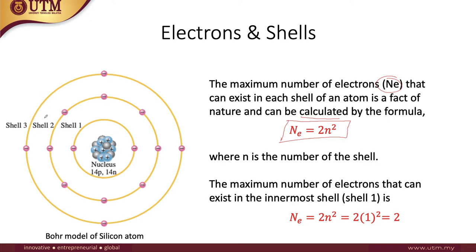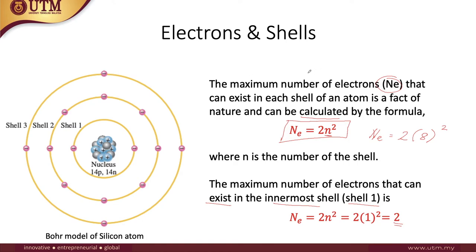how many electrons can exist in those shells. So if you want to know how many electrons can exist in a further shell, in the next shell, you can use this formula, where n refers to the number of shells. So if you want to calculate shell number 8, for example, Ne equals 2 times shell number 8, squared, right? The maximum number of electrons that can exist in the innermost shell, which is shell 1, is 2.